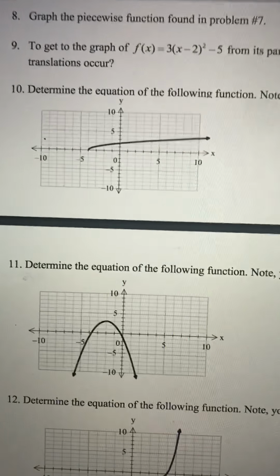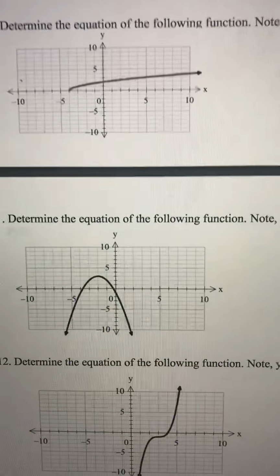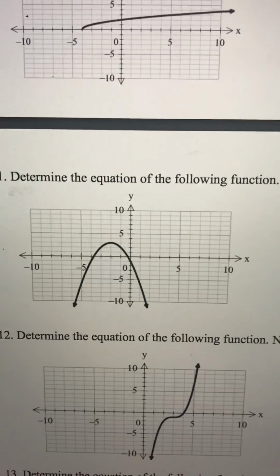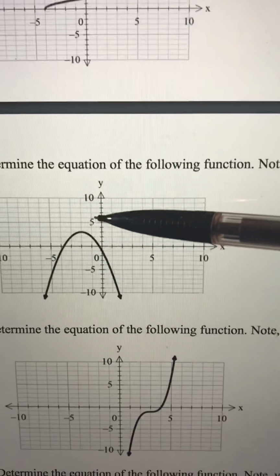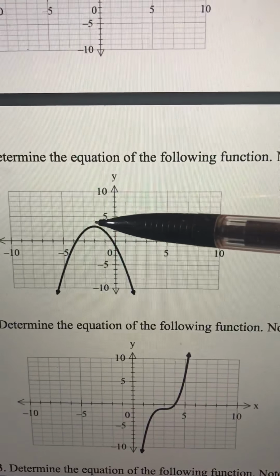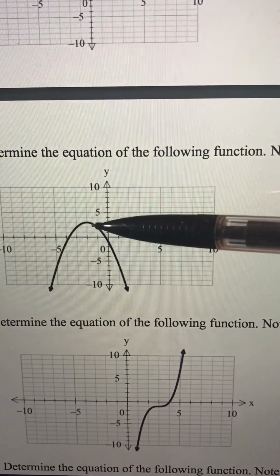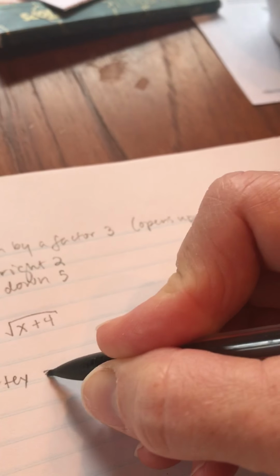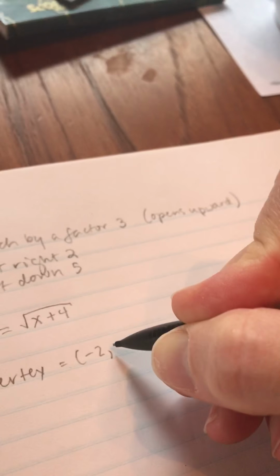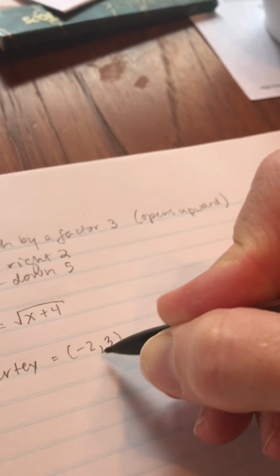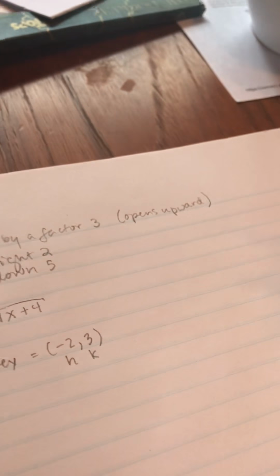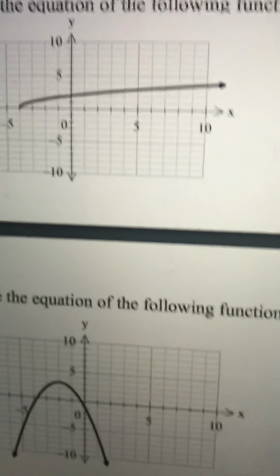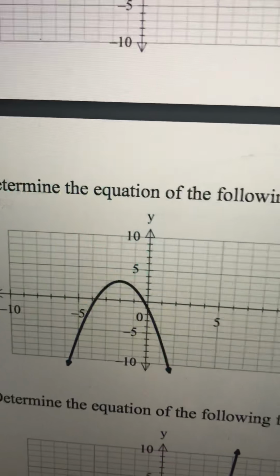Number 11, determine the equation of the following function. All right, that one's a parabola, so that's your squaring function. Its vertex is here at the point -2, 3. So let me write that down. 11. Vertex is -2, 3. So that gives you your horizontal and vertical shift, otherwise known as H and K. Otherwise, it opens downward, so that's going to give a negative coefficient.